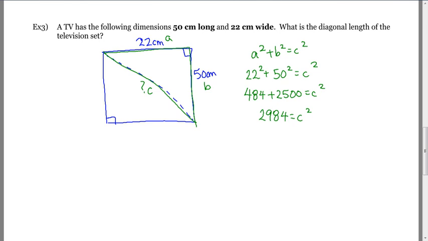Again, when you have a square, you square root it. Do to one side, you must do to the other. So square root of c squared is c, and your answer for the diagonal is 54.63 centimeters.